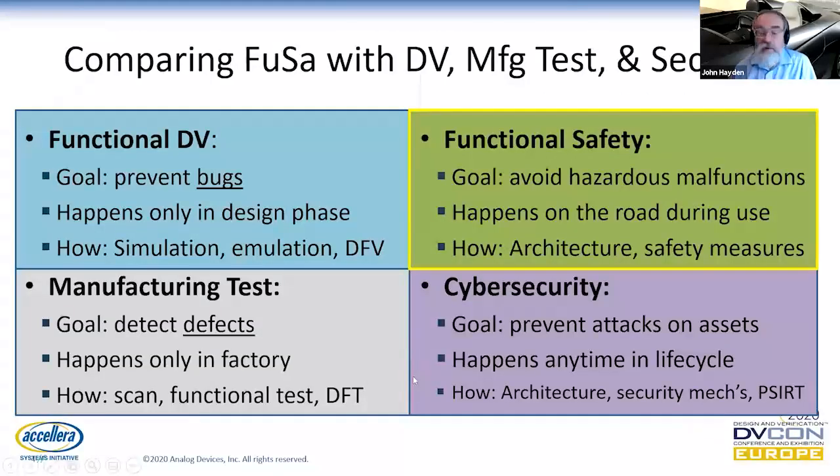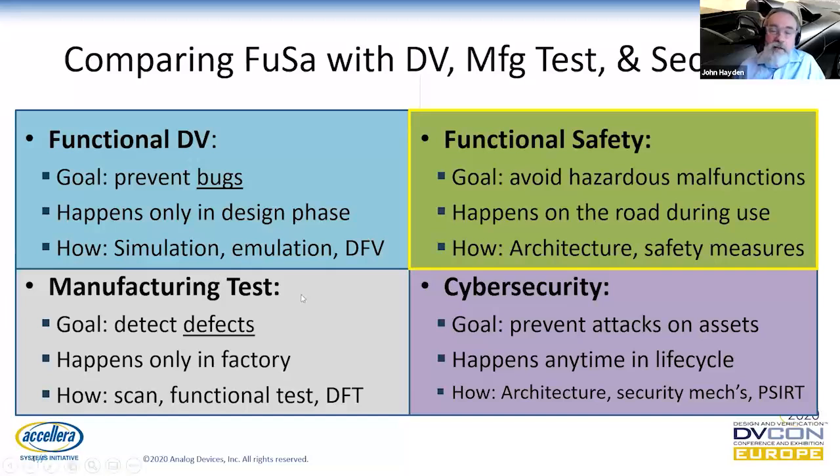So it helps to compare what we do for functional safety with other kinds of verification activities, such as functional DV, manufacturing test and cybersecurity. Each of these activities might include what we call verification, but they have different goals. In functional DV, our goal is to prevent bugs. In other words, flaws in the systematic design that prevent the product from achieving its goals. And that only happens in the design phase where we run simulations or put perhaps DFV features in the product.